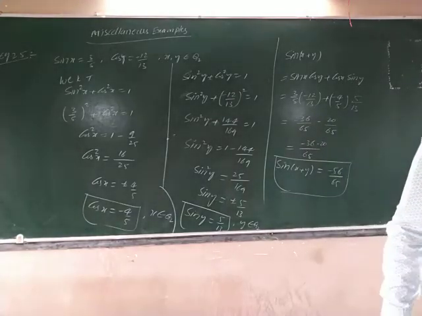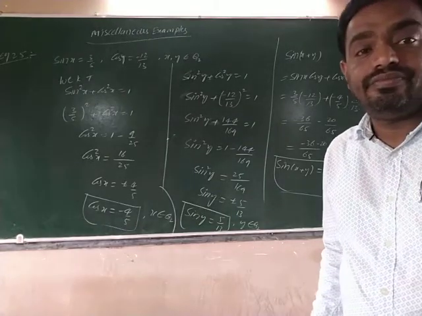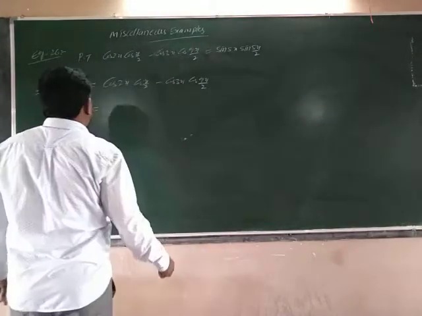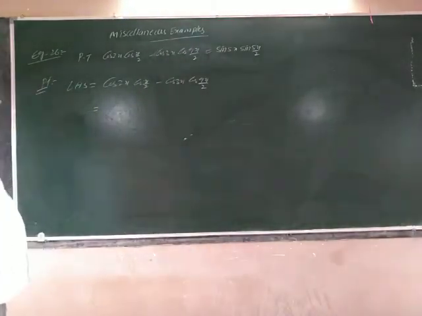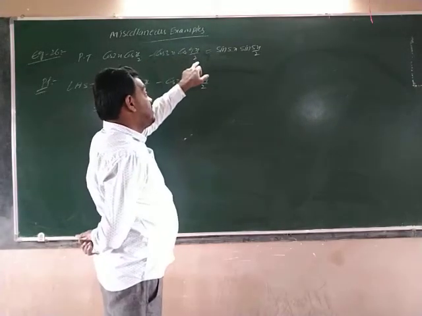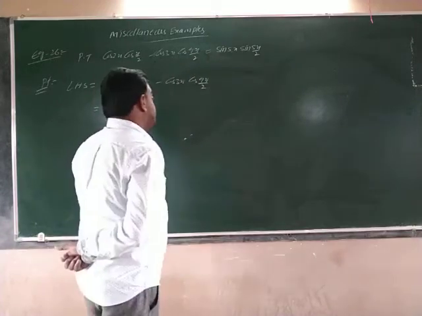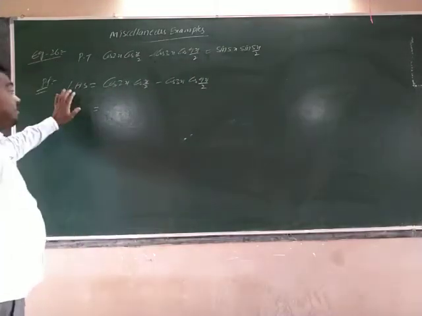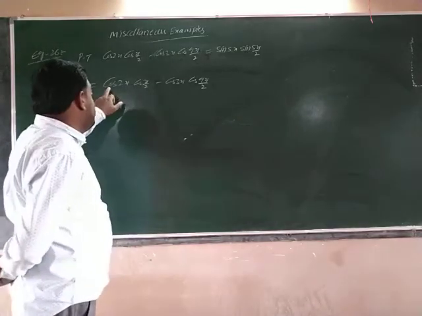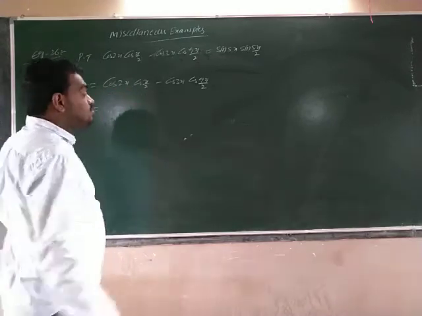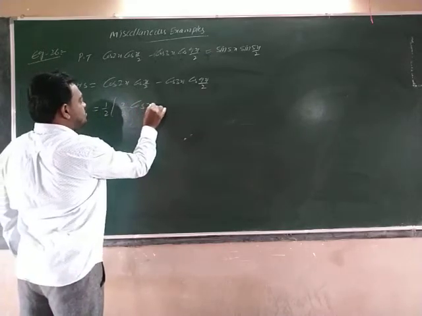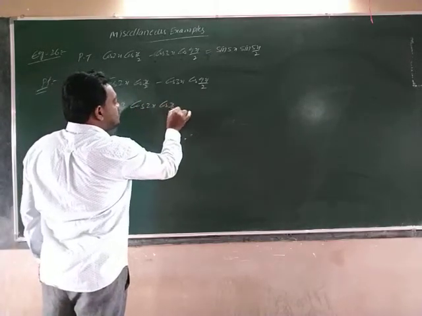Next, question number 26. Example 26, prove that cos 2x cos x by 2 minus sin 3x sin 9x by 2 is equal to sin 5x sin 5x by 2. Solution, you see, I am taking LHS. We have the 2 cos A cos B formula given, but we have here only cos 2x cos x by 2. So I am multiplying and dividing with 2. So 1 by 2 into 2 cos 2x into cos x by 2.